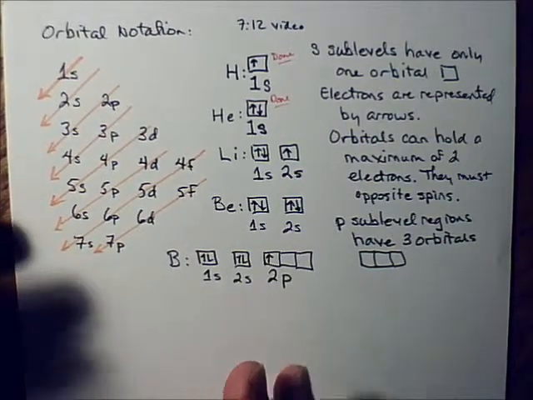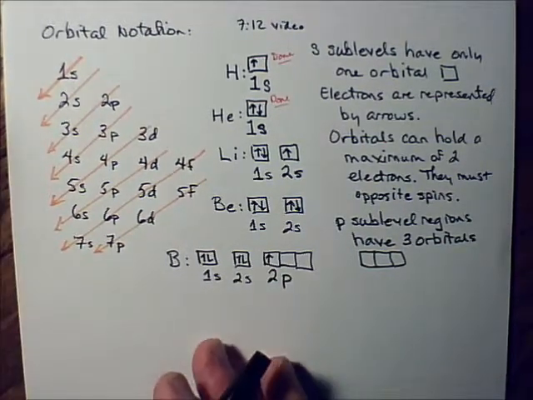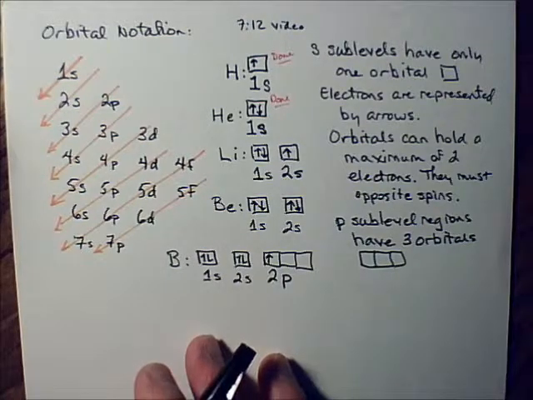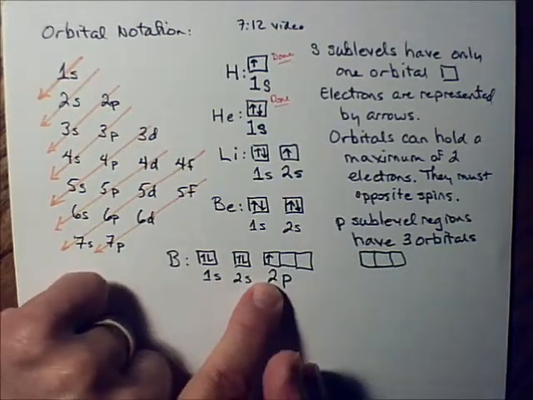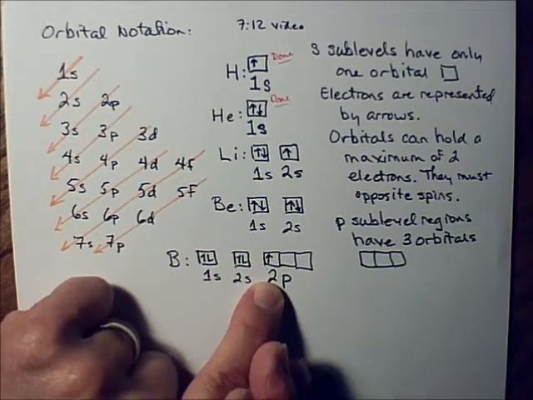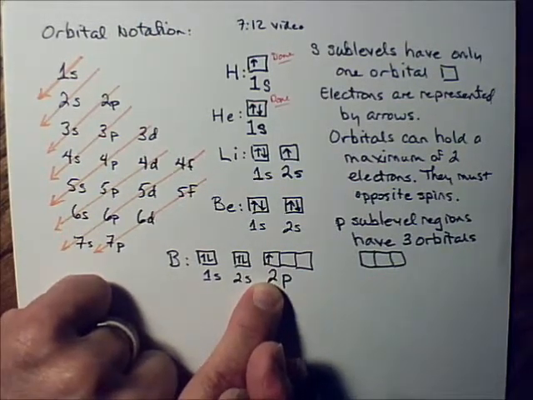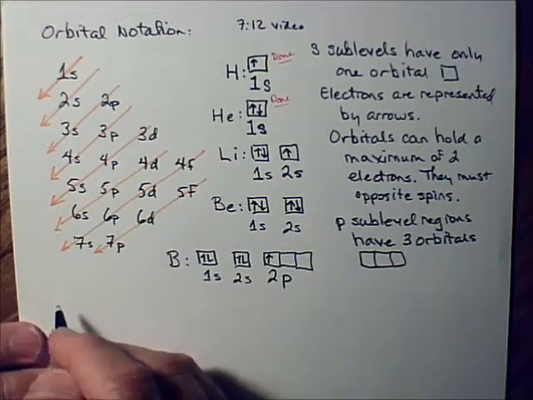All right, this is the way we're going to fill up p and d sublevels. Okay? You're going to put 1 arrow in each box, and then once all the boxes have 1 arrow, we can go back and pair up arrows to fill the rest of it. But this is boron. That's all the electrons we need for boron. But it tells us how to fill up boxes for the next element, carbon.